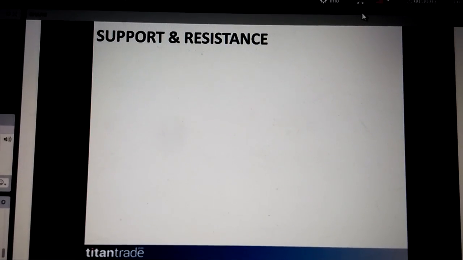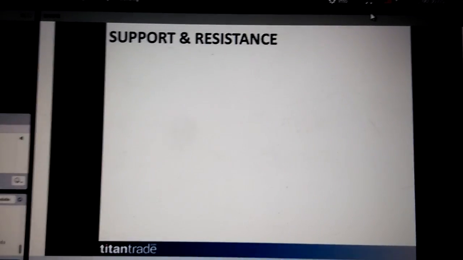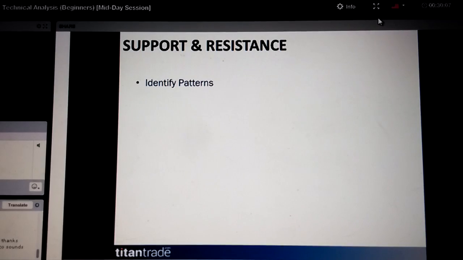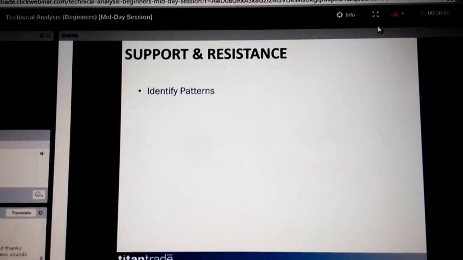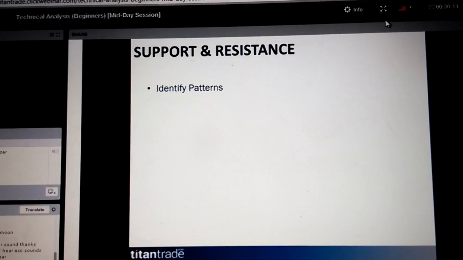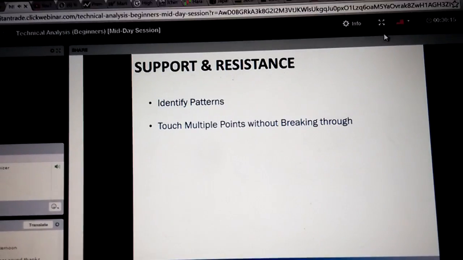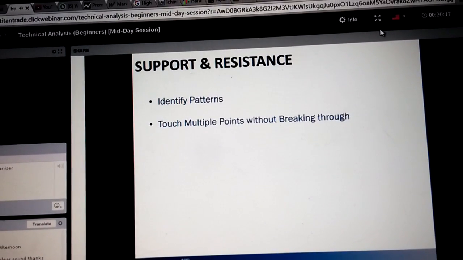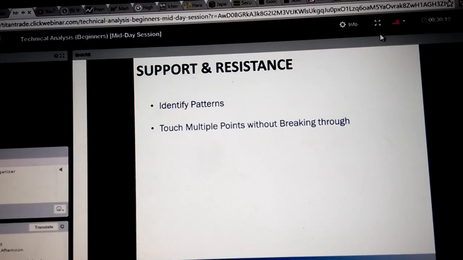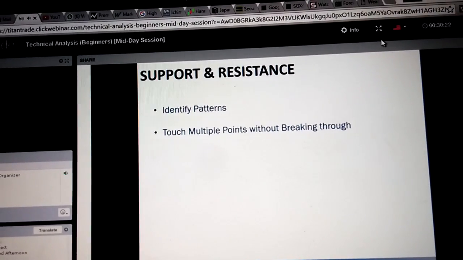Support and resistance levels are a key aspect of technical analysis, as they allow us to identify patterns that can lead to many successful trades. These levels are determined by a security whose values touch multiple points without breaking through them. And don't worry, we'll go into that in just a second.